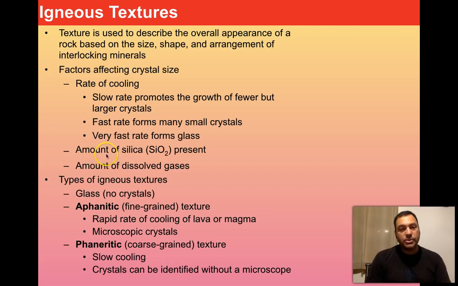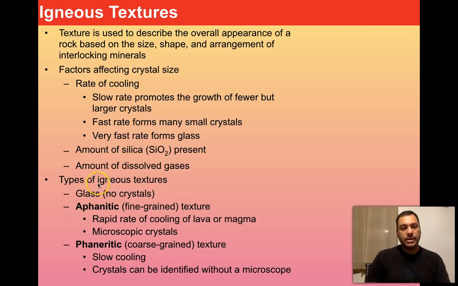Another important factor is the amount of silica that's present. If you have a lot of silicon dioxide, it's going to determine the mineralogy itself. And then, of course, the amount of dissolved gases will also determine not only the mineralogy, but the ability of forming different crystals. So that results in 3 important vocabulary words that we need to keep in mind as we go forward. One we've already discussed.